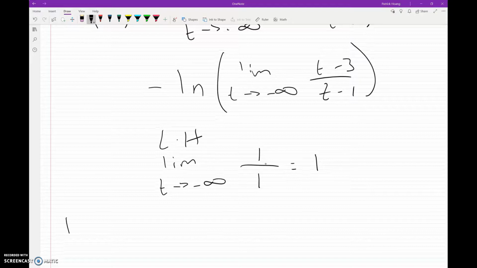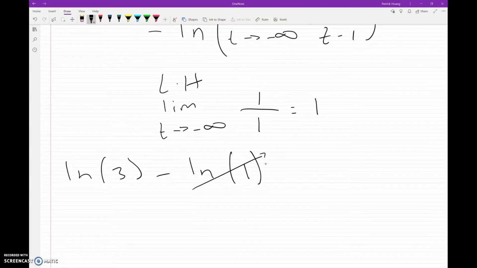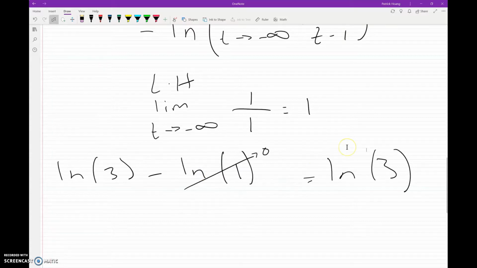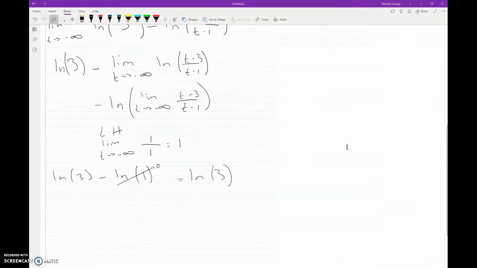So that means this is natural log of 3 minus the natural log of 1. And we know natural log of 1 is 0. So our integral is equal to natural log of 3. But now let's see what happens if, let me zoom out a little bit.